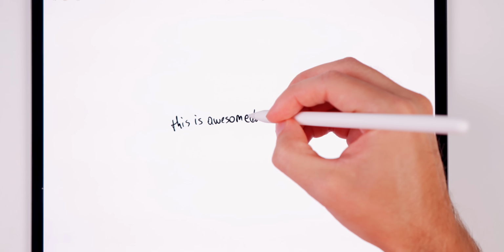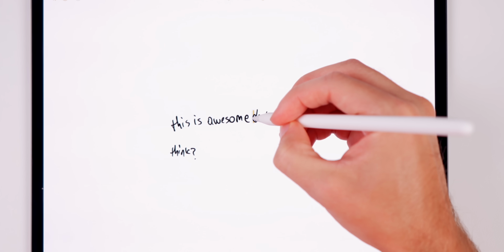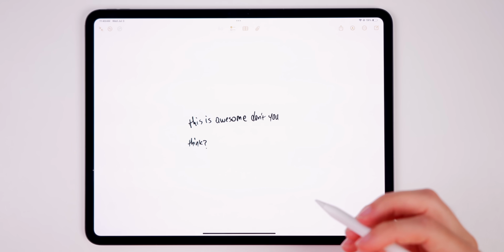So if you tap and hold in between those, you'll see this yellow little icon shows up here, and you can space it out however much you would like.